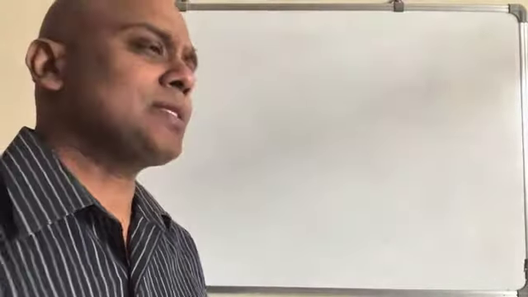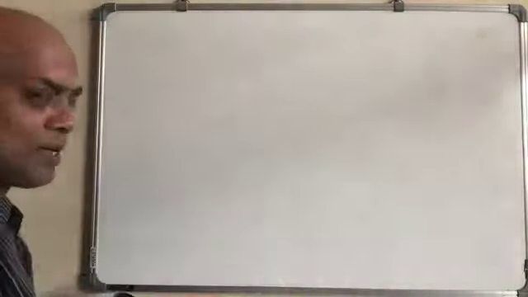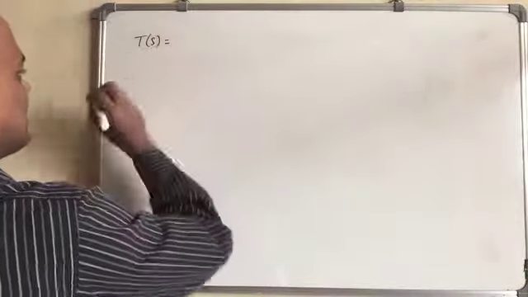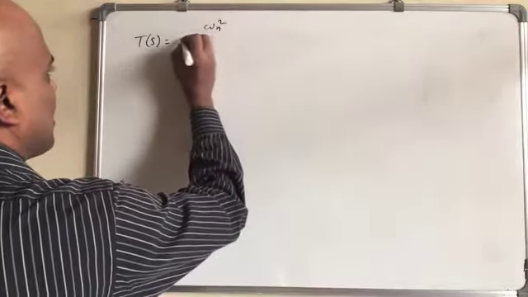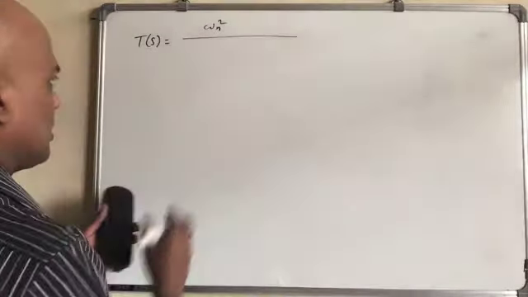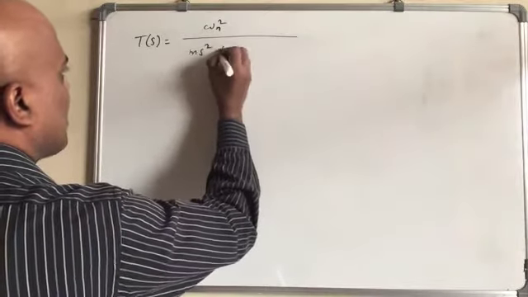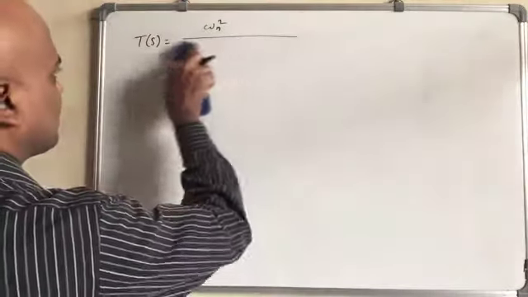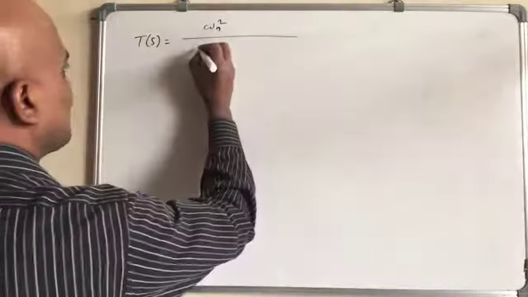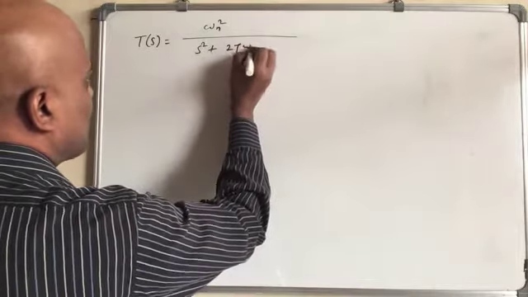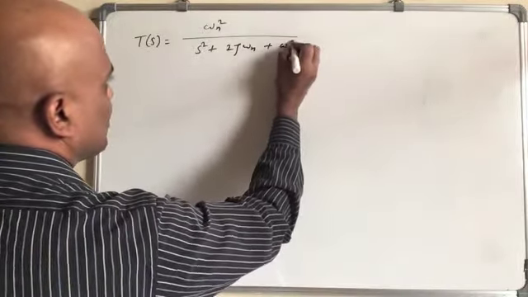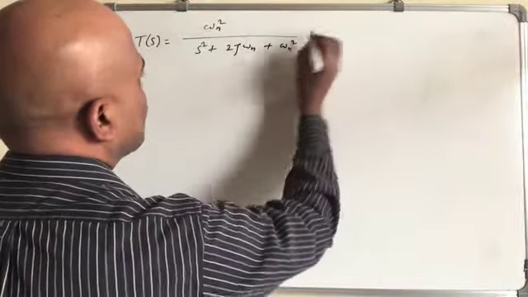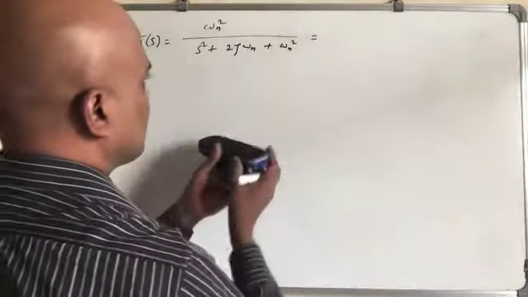Now let's look at the second order system. In the second order system, the transfer function we know is given by T(s) equal to omega n square over s square plus 2 zeta omega n s plus omega n square. Okay, and this we can write like this.